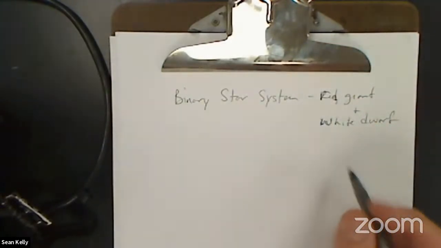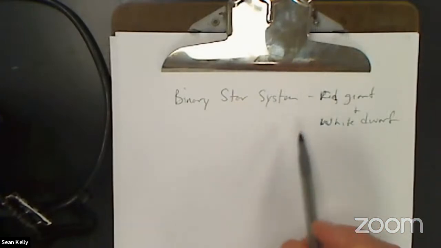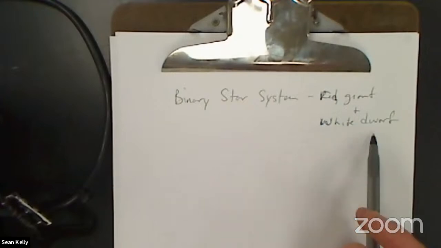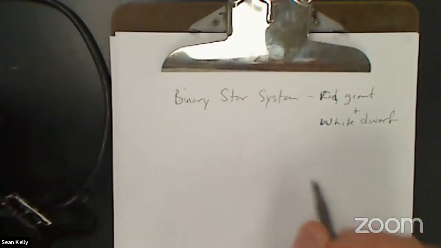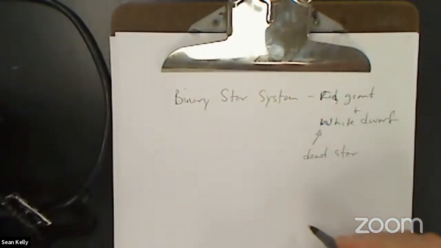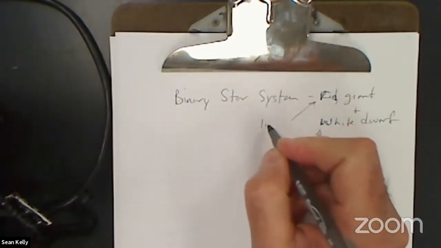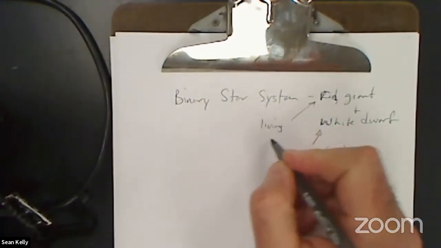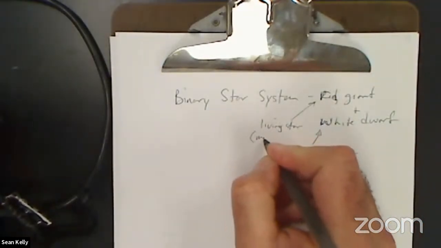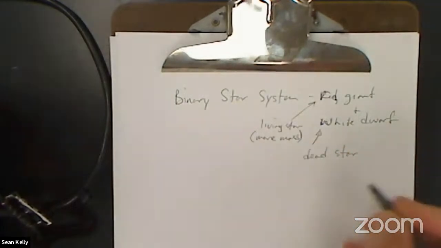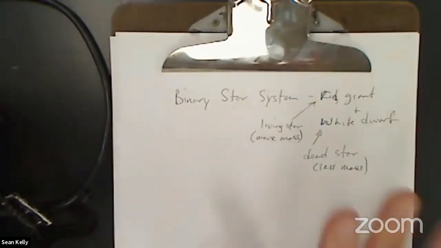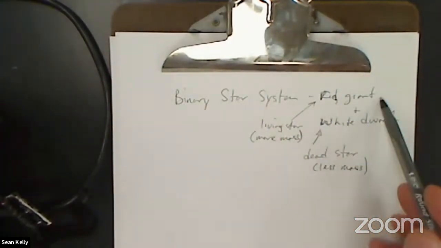Now a couple of things to know. The more massive star will be the red giant. The less massive star will be the white dwarf, but this is actually a dead star. It's not alive anymore. This one is still living. So one of them is alive and one of them is dead. One of them has more mass and one of them has less mass. I want you to be able to identify that. So the red giant is still alive.